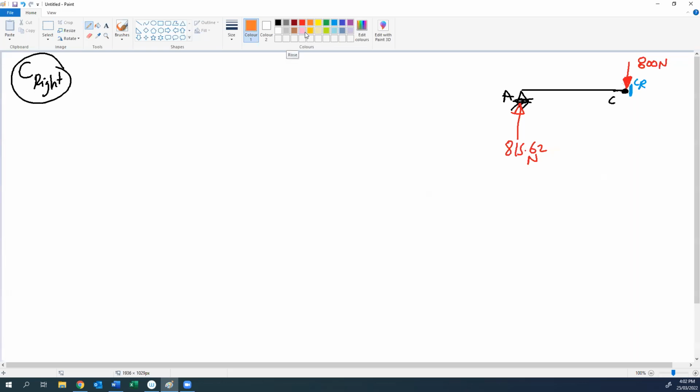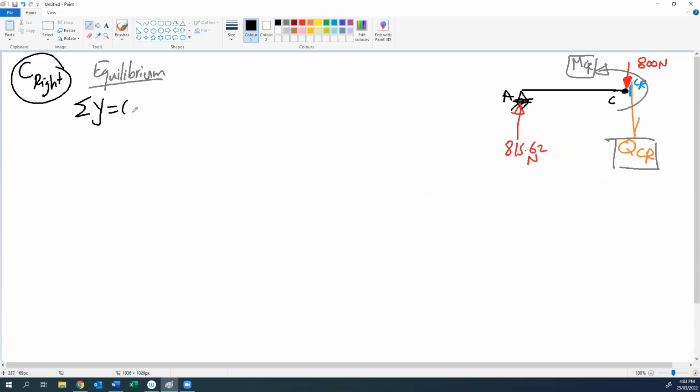We will have shear QCR, and also a moment MCR. Because if you cut a beam, you have to show the internal forces, which are MC right and QC right. Okay, with the same procedure, this part of the beam needs to be under equilibrium. So the first equilibrium equation we have is summation y equal to 0.